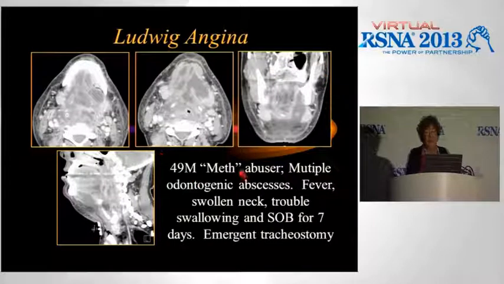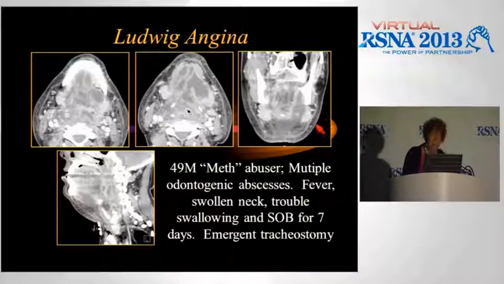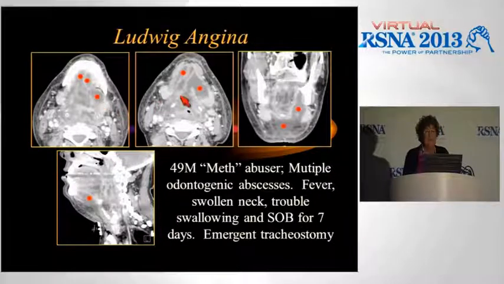Here is another patient. This was a methamphetamine abuser, had meth mouth is what we call them back in the cornfields of Iowa, which means many teeth were abscessed. Fever, swollen neck, can't swallow, shortness of breath, underwent emergent tracheostomy. Now here's sublingual space, submandibular space, even back here getting into the carotid space, and here you see even some phlegmon in the retropharyngeal space.